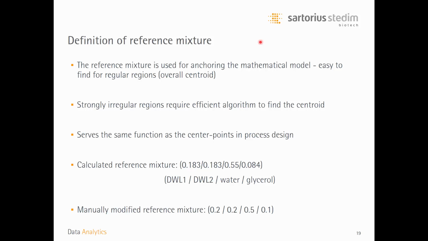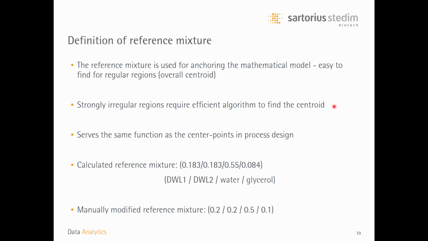Now, before moving in and looking at the details of the experimental protocol that was generated in the bubble mixture example case, I want to dwell on a moment on something called the reference mixture. The reference mixture is used for anchoring the mathematical model. It is easy to find for regular mixture regions. It is simply the overall centroid. But when you have strongly irregular mixture regions, you need an efficient algorithm to find the centroid.